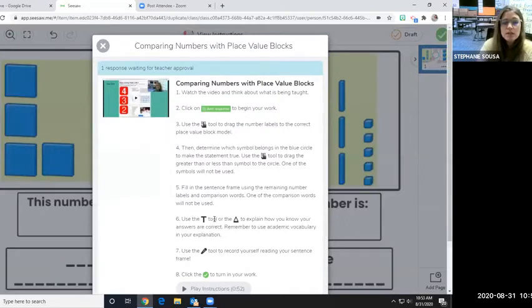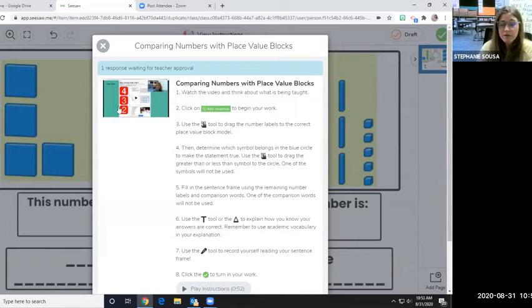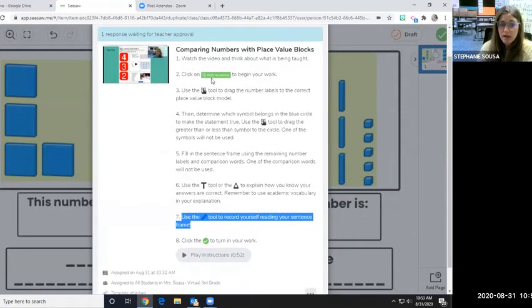It says use the label or pencil tool to explain how you know your answers are correct. Remember to use academic vocabulary in your explanation. You have that academic vocabulary in this video. Use the microphone tool to record yourself reading your sentence frame. Click the check to turn in your work.